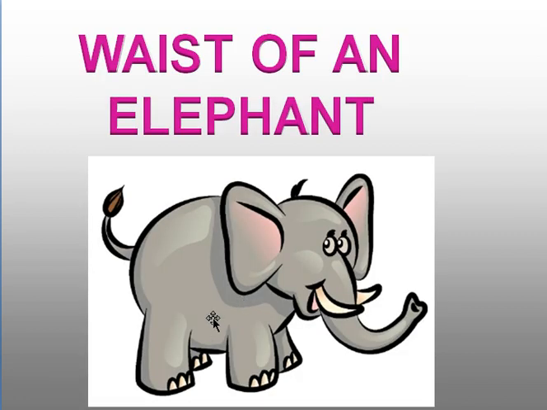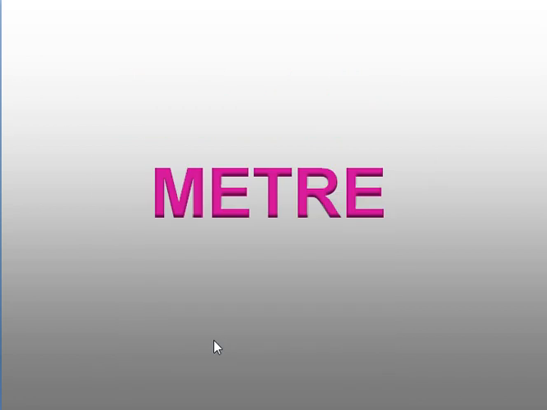Waist of an elephant. An elephant is very big in size and its waist too is so big. So measuring waist of an elephant can be done in meters. Basically, what you have to know, small lengths can be measured in centimeters, lengths a bit larger can be measured in meters, and very large lengths, very long distances can be measured in kilometer.